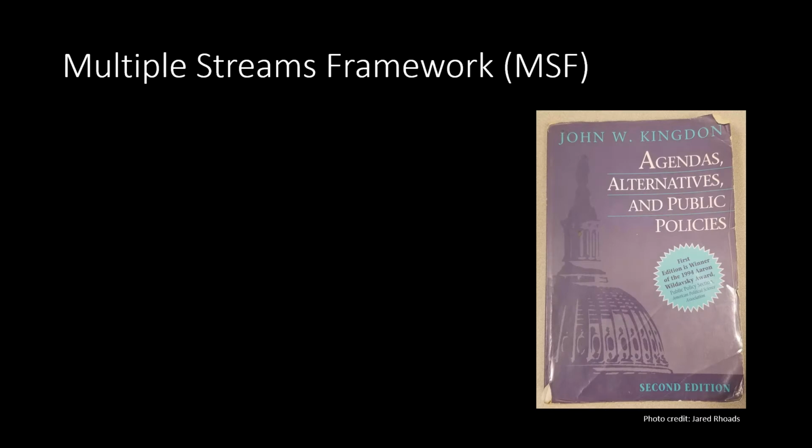Kingdon is a political science professor emeritus at the University of Michigan, and he has written a lot about the structure of American political institutions and how they're shaped and how they determine what kinds of policy issues get taken up and which policy solutions succeed in getting passed and which do not.